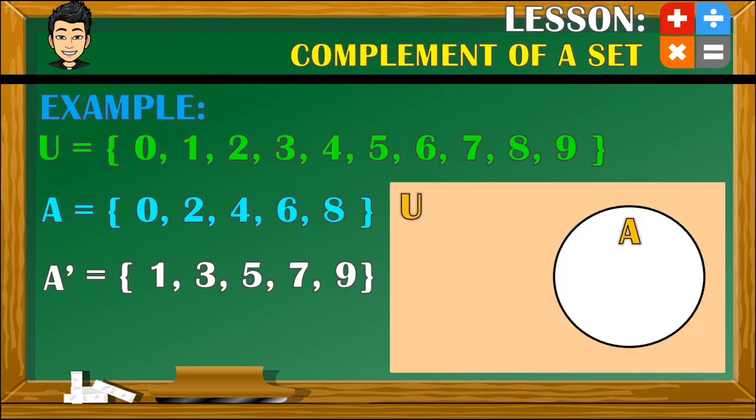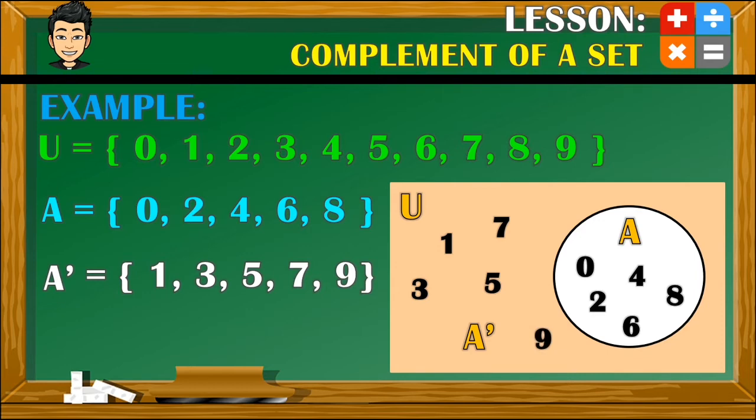To illustrate, we have this figure. Just like what I have said, the shaded part is the complement of set A. Putting the elements, we have 0, 2, 4, 6, and 8 for set A, and 1, 3, 5, 7, and 9 for the complement of set A.